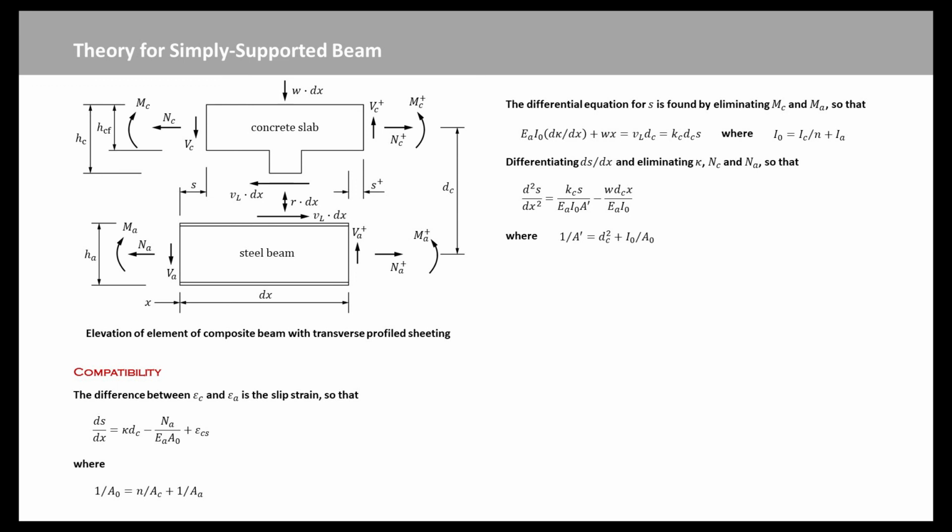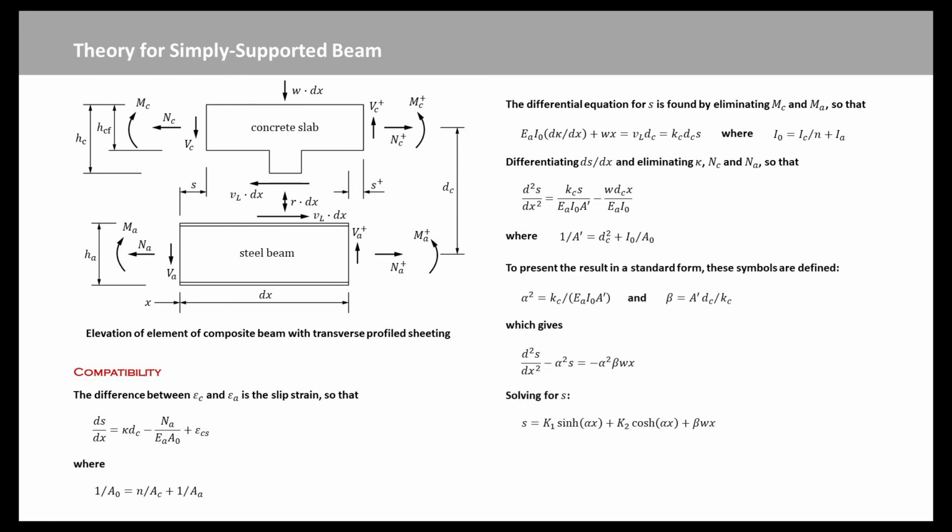Differentiating the ds over dx equation and eliminating kappa, Na, Nc and VL leads to this expression. To represent the result in a standard form, these symbols are defined as alpha squared and beta, which gives this expression. Inserting the boundary conditions, it gives the expression for longitudinal slip as this equation. Expressions for the slip, slip strain, curvature, and stresses throughout the beam can be obtained as functions of x. All results are proportional to the loading W.